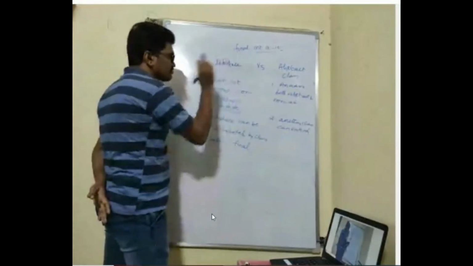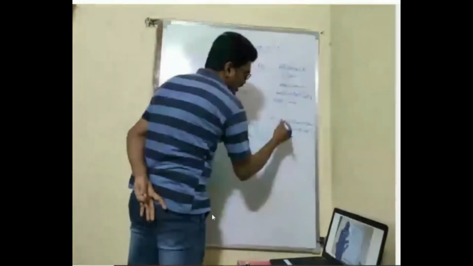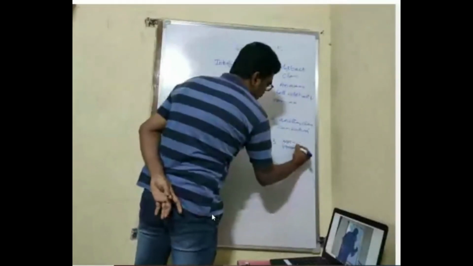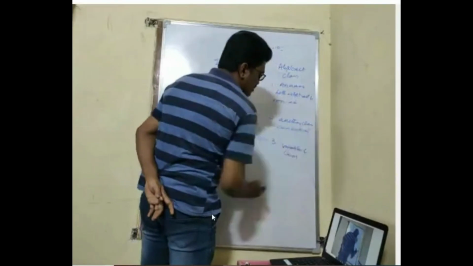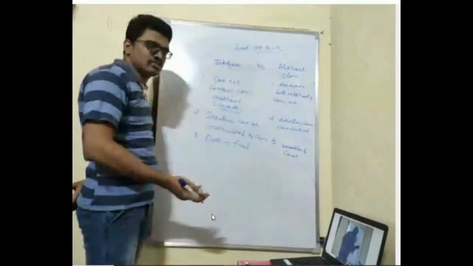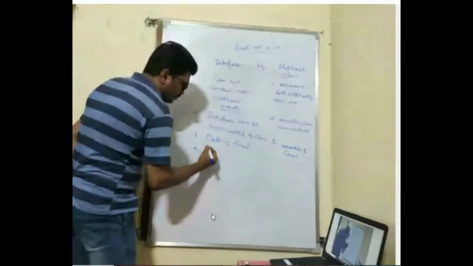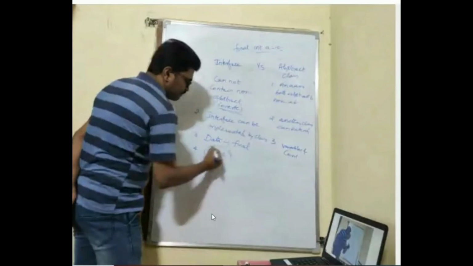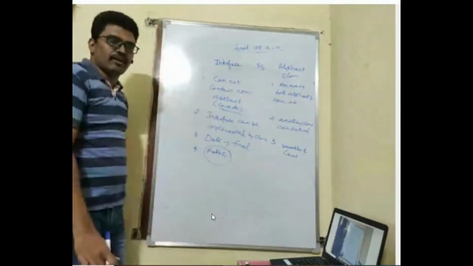The third one is here. What is the difference? Here there is no such thing. An abstract class can have variables and constants. Both variables and final variables, or constants, can be there. There is no such restriction. The fourth one is that by default the methods are public in an interface.